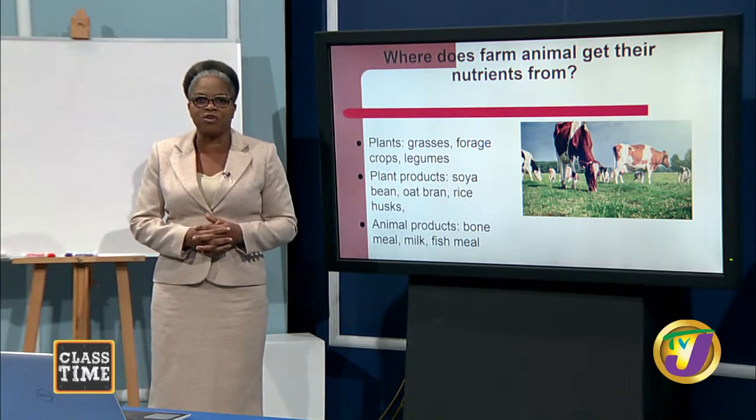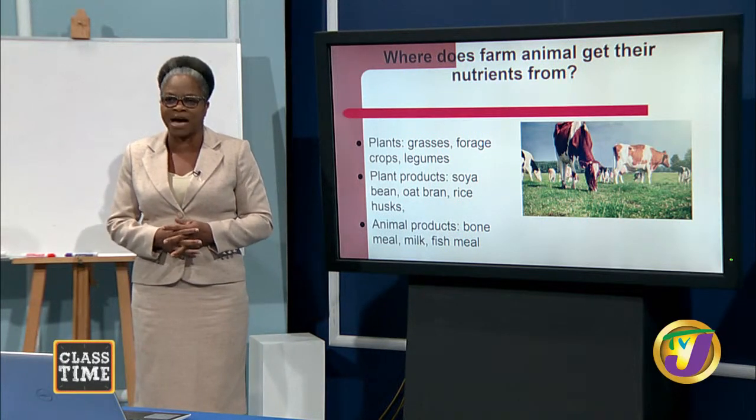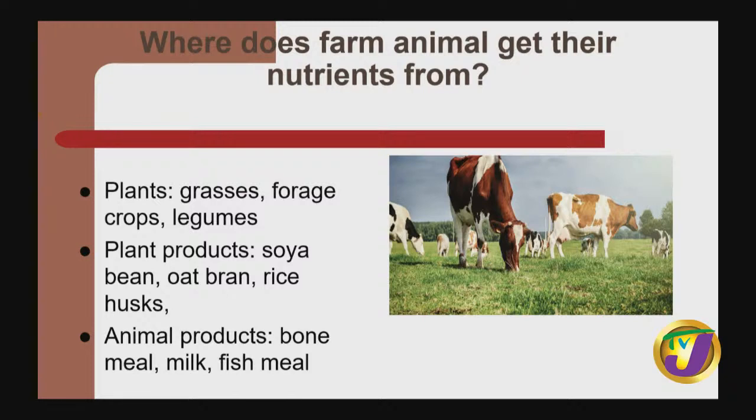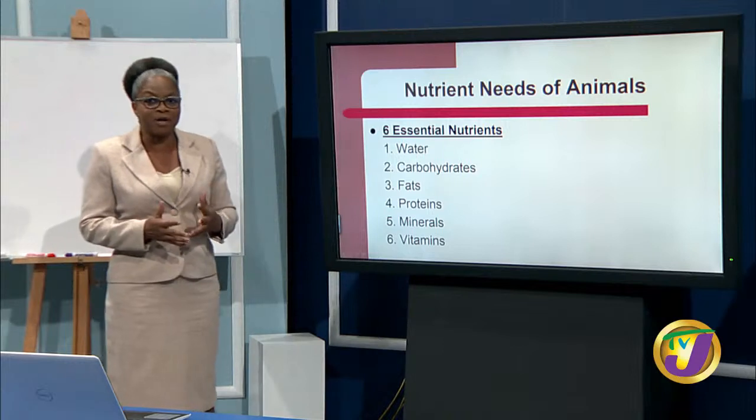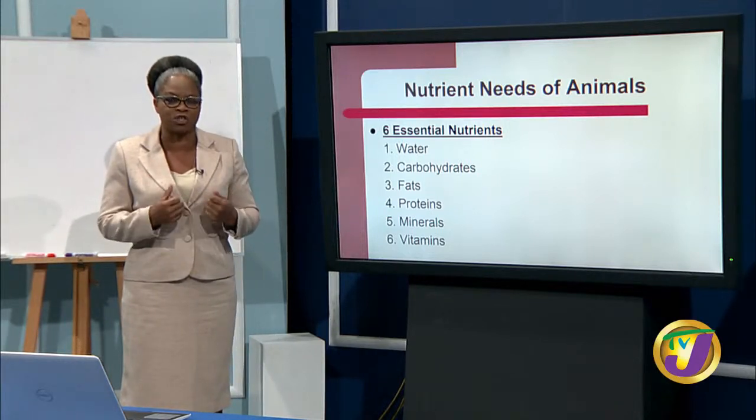Animals are going to get their nutrients from plants, plant products, and also from animal products. From plant products, they're going to get it from grasses, forage crops and legumes, and from plant products such as soya beans, oat bran, rice husk, just to name a few. And from animal products, bone meal, milk, and also fish meal.